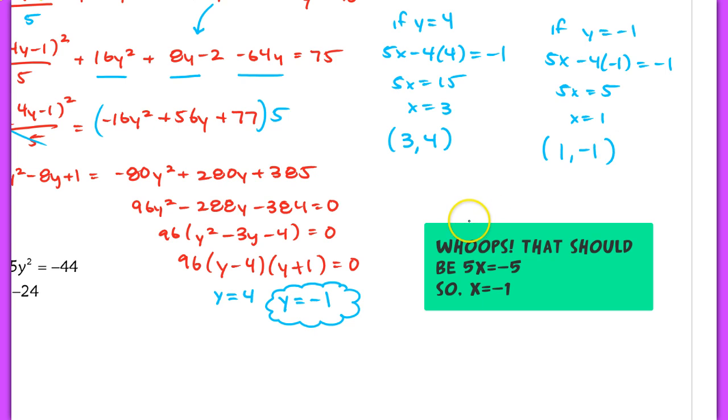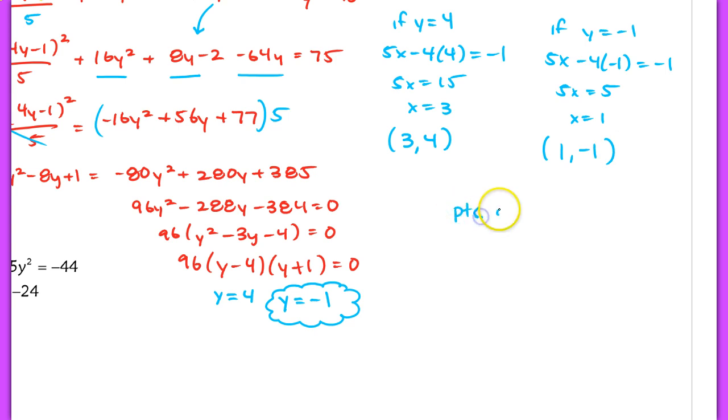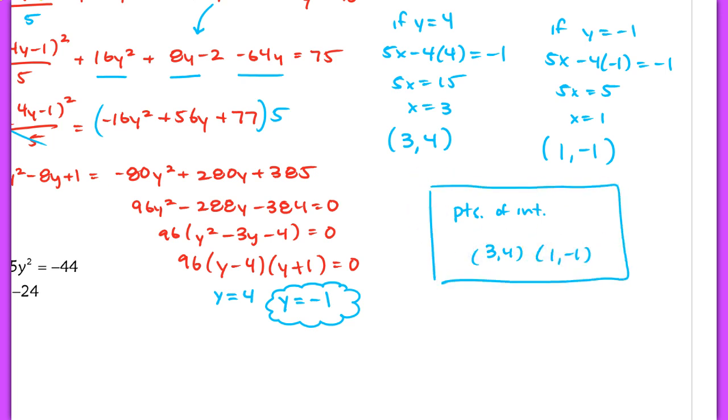So we've got two different places. So I'm going to write this off. Points of intersection. So we have (3, 4) and (1, negative 1). So our ellipse and our line intersect exactly twice.